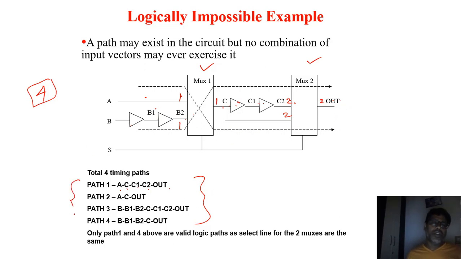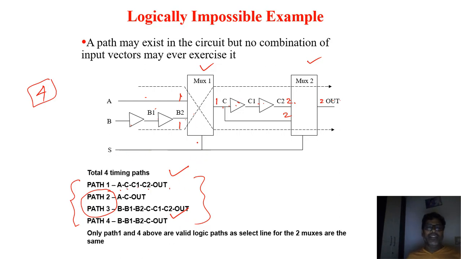Now the point is, though there are 4 physical paths available, what you could notice here is this circuit has only 2 valid paths. That is, path number 1 and path number 4 are the valid paths. Path 2 and path 3 will never get accessed. Why? Now let's look into this.